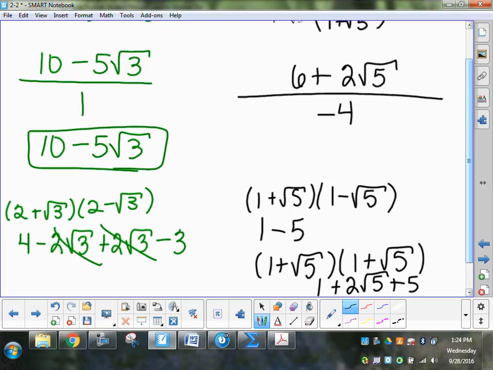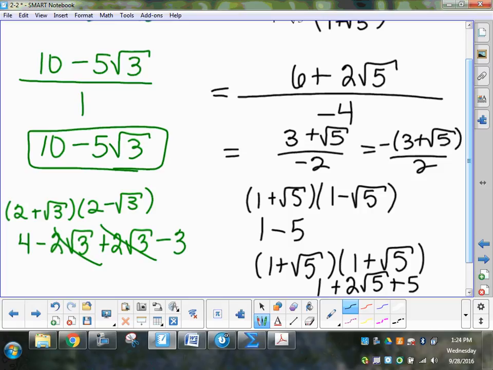What do all of those have in common? What is there? 2. So let's divide it out. Your final answer would be 3 plus root 5 all over negative 2, or you could bring the negative up front if you wanted. Those answers mean the same thing.